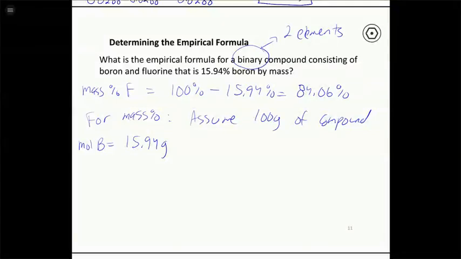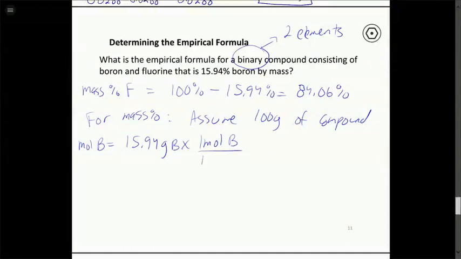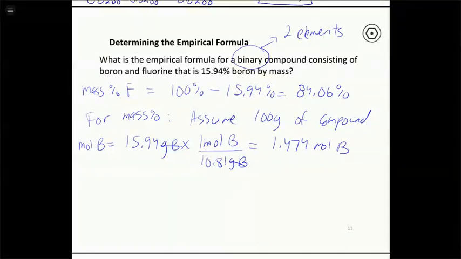And so 15.94 grams of boron, and then we're doing the exact same step we did the last time, converting into moles by using the atomic mass. So the atomic mass for boron is 10.81. And so this 100 grams of compound that we've assumed is going to have 1.474 moles of boron. Now, I should point out, we can assume whatever amount of compound we want, but for mass percent, 100 is the most convenient, so that's what we're doing here.